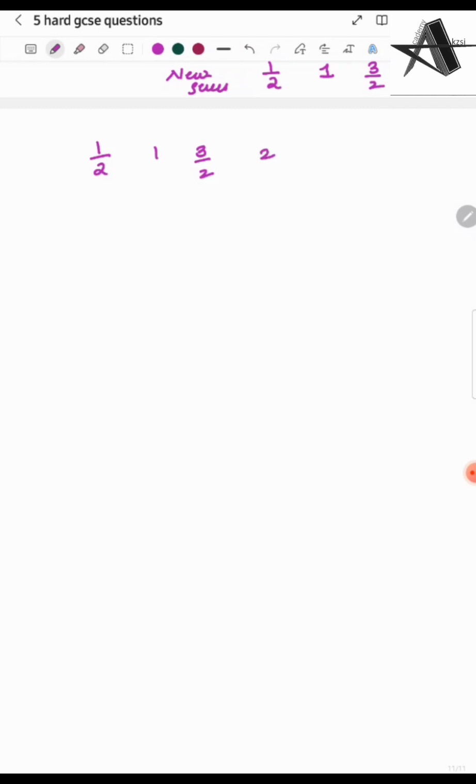If you remember what we did, we were subtracting to get a constant. So we have to do the same thing. 1 minus half is half. 3 by 2 minus 1 is half. 2 minus 3 by 2 is half. I got a constant number just by subtracting one time. That means this part is a linear part. And we know the general way of writing the linear part is bn plus c. That means my b is half.